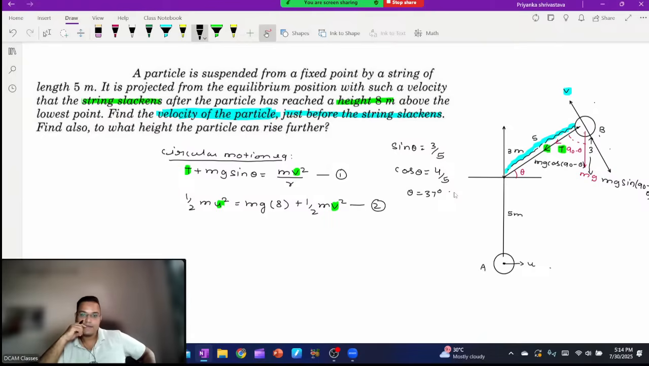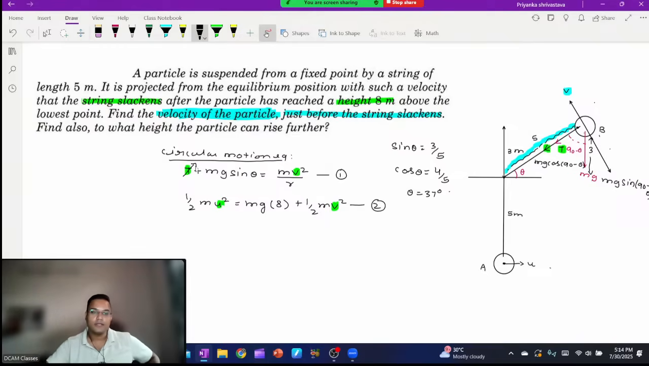Sir, tension will be zero in this. This is the catch. This is the whole idea for solving this question, because the rope slacks. That's why this is the idea you should be using to solve this particular problem.